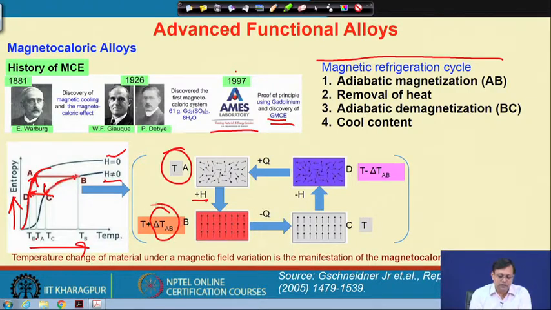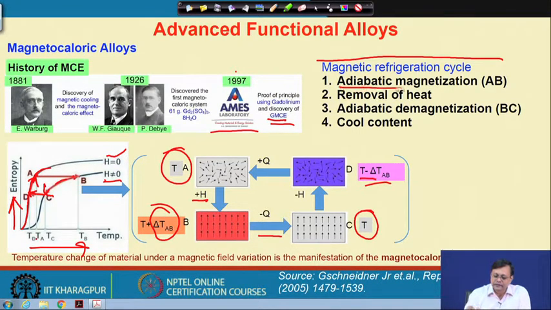So, delta T will increase. Now, we extract the heat from the system. So, now the material gets cooler, and we keep it at temperature T. After that, if we simply remove the magnetic field, then again the material will come back, and T minus delta T adiabatic will occur. So, this is basically cooling of the material.